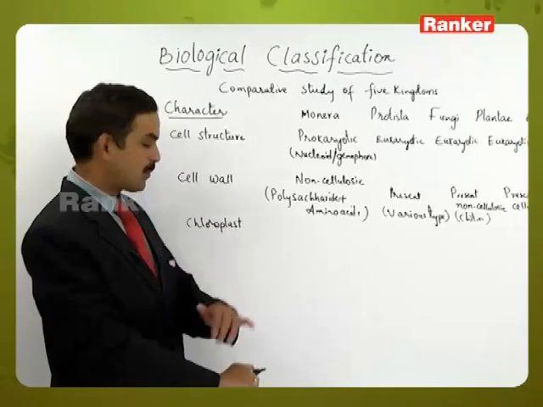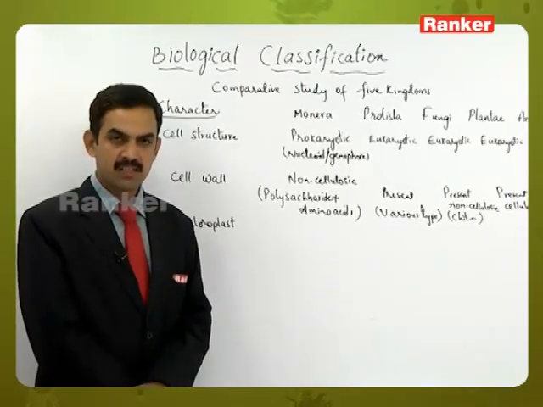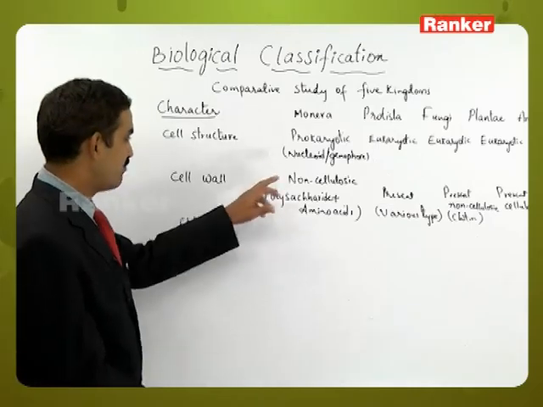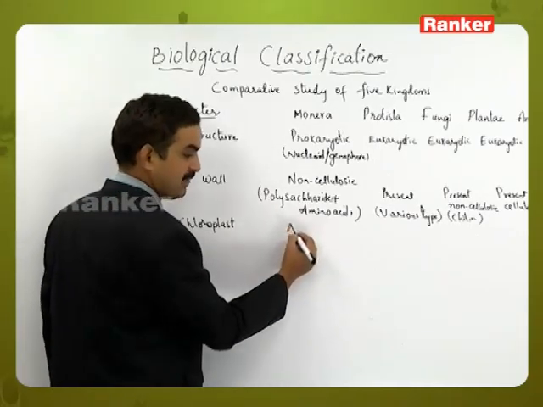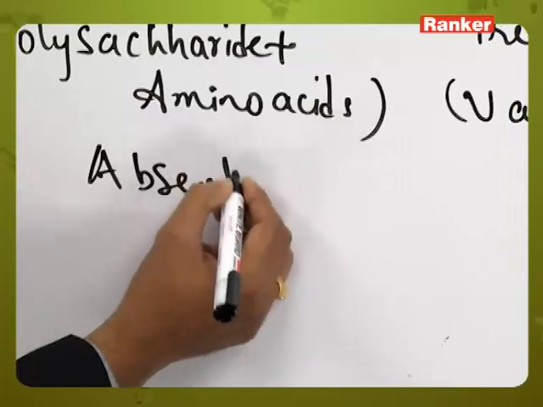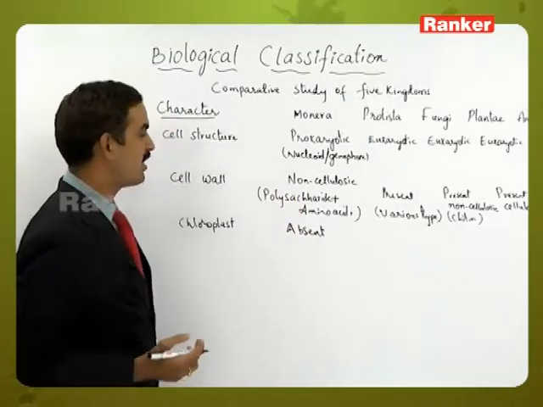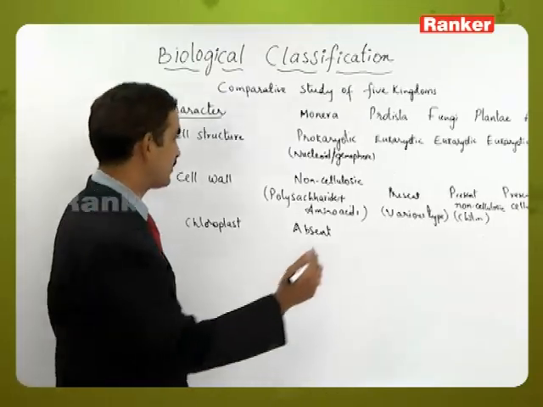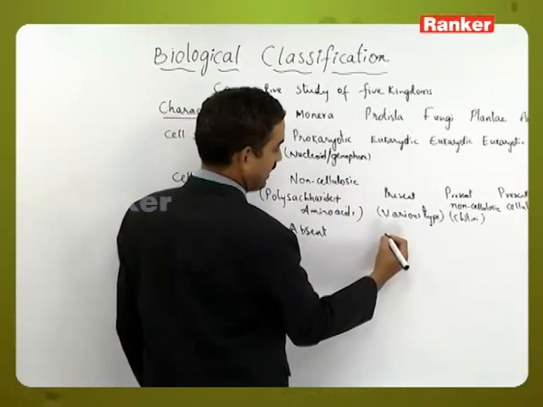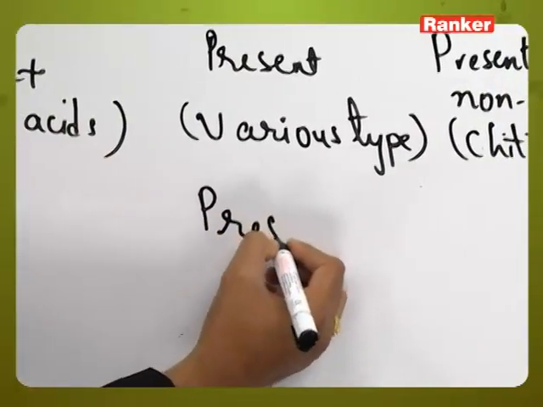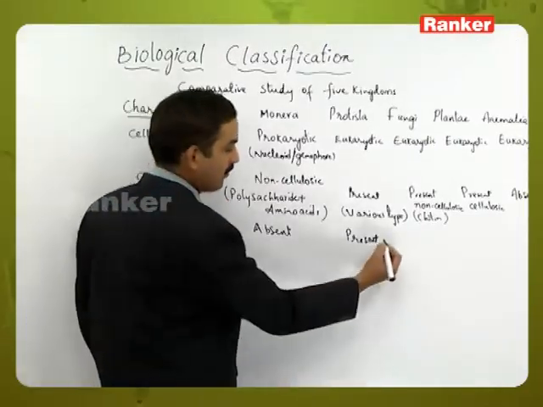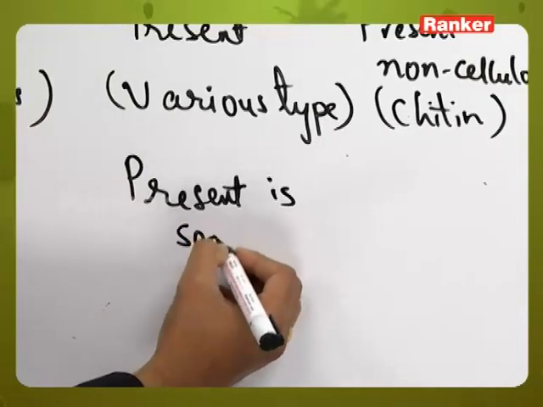Next, coming to the characteristic feature, that is the presence of chloroplast. As we know, the chloroplast is a cell organelle which is concerned with photosynthesis and preparation of food materials. In Monera it is completely absent, and that means Monera includes the majority of them as heterotrophic organisms. In Protista it is present, but not in all of them, only in some of them.